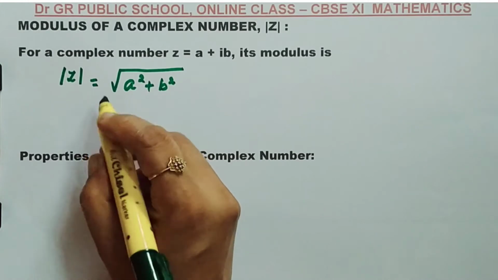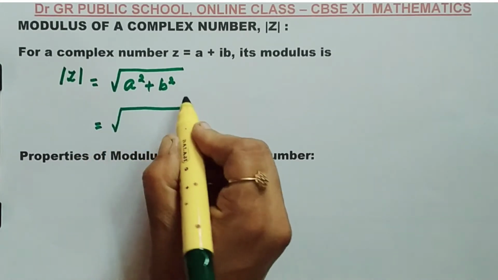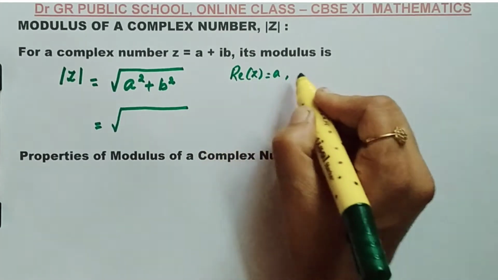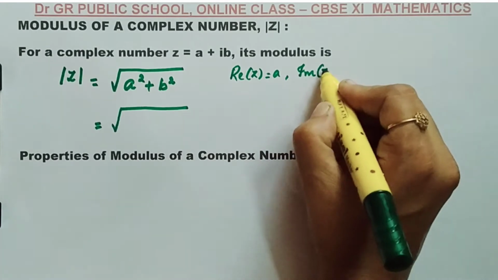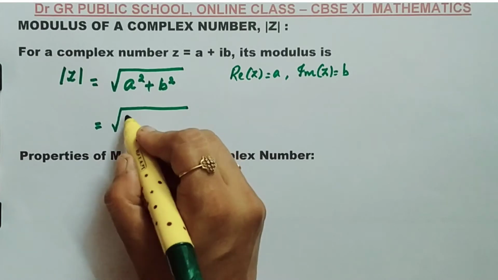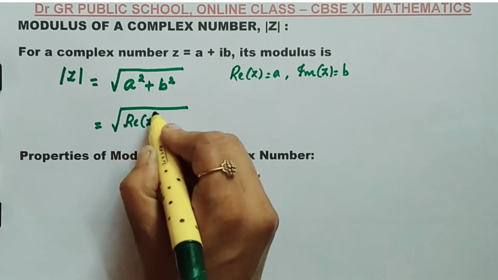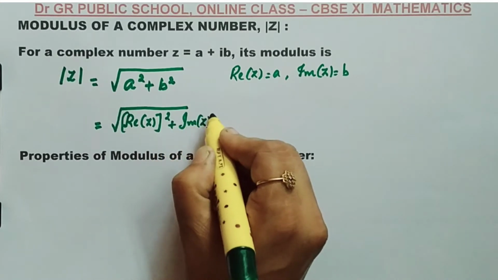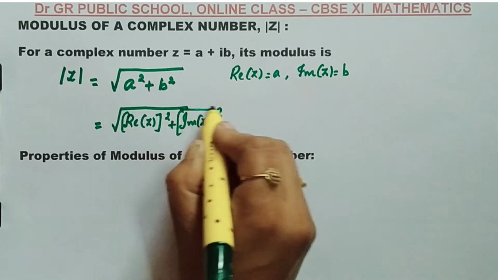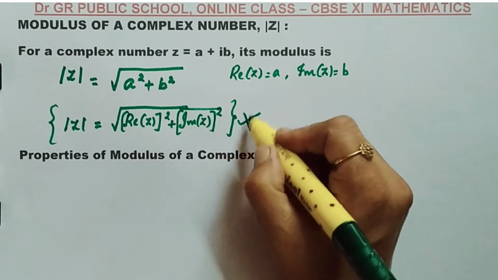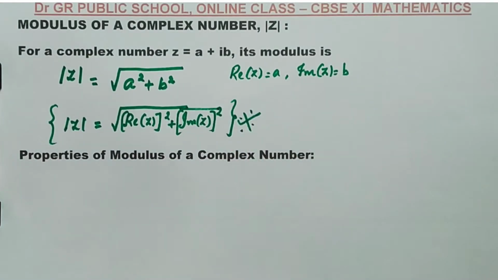What is A? For the complex number, the real part equals A and the imaginary part equals B. So, I am going to change the formula: instead of A square, I am going to write the real part of Z the whole square plus imaginary part of Z the whole square. So, this is the formula to find the modulus of a complex number, a very important formula. Mod Z equals square root of real part of Z square plus imaginary part of Z square.